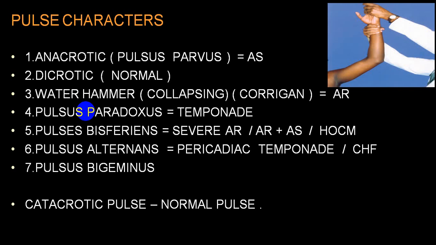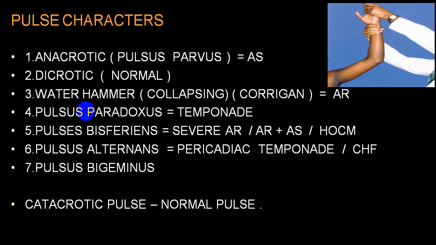Usually we don't come across it in constrictive pericarditis. Sometimes you can even see this in case of a severe cor pulmonale. These are some of the conditions where you can demonstrate pulsus paradoxus. And pulsus paradoxus can also be demonstrated by taking a blood pressure.